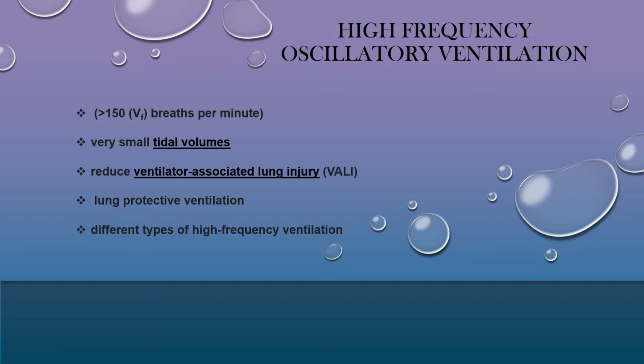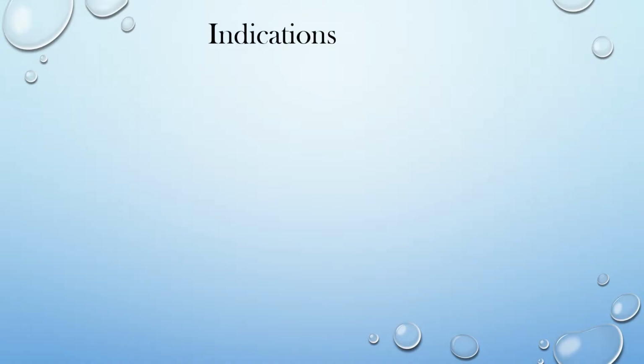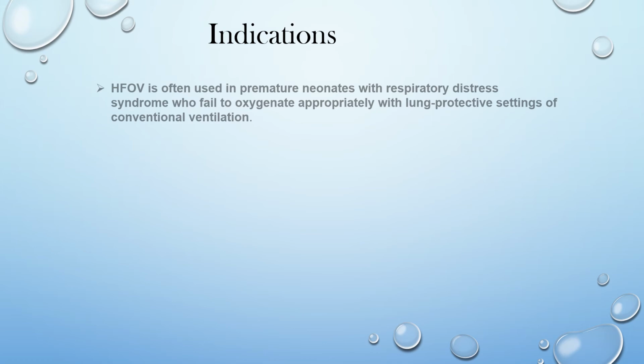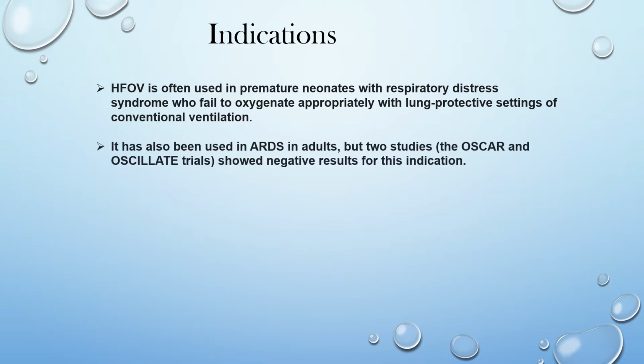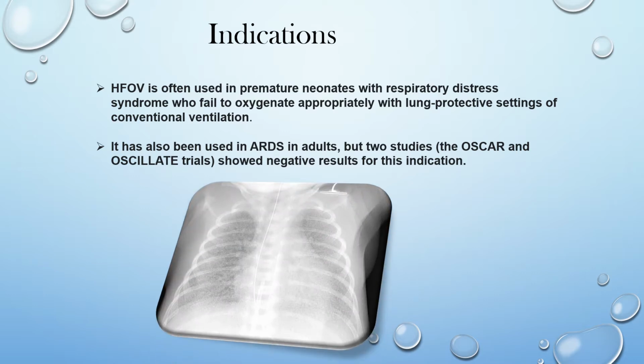There are different types of high-frequency ventilation. High frequency is often used in premature neonates with respiratory distress syndrome who fail to oxygenate appropriately with lung protective settings of conventional ventilation. It has also been used in ARDS in adults, but 2 studies, the OSCAR and OSCILLATE trials, showed negative results for this indication.